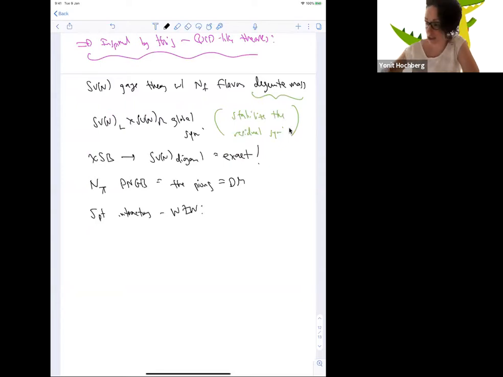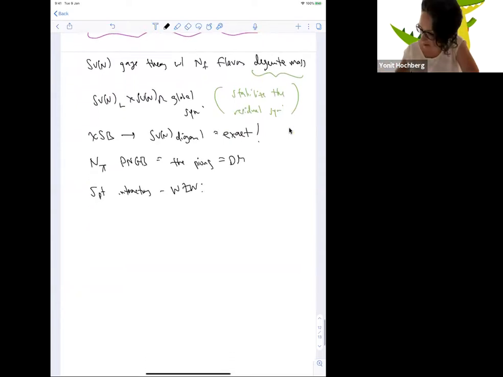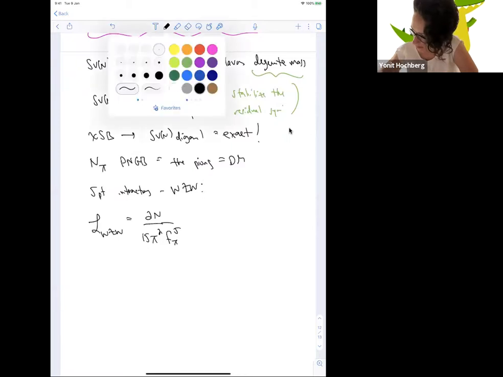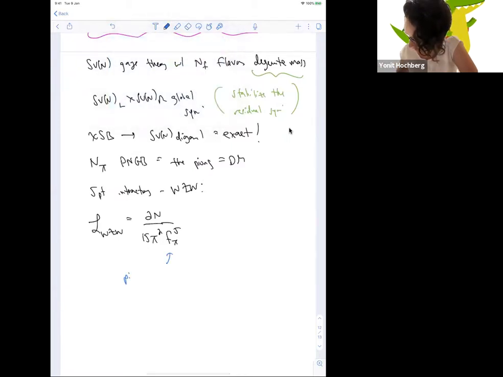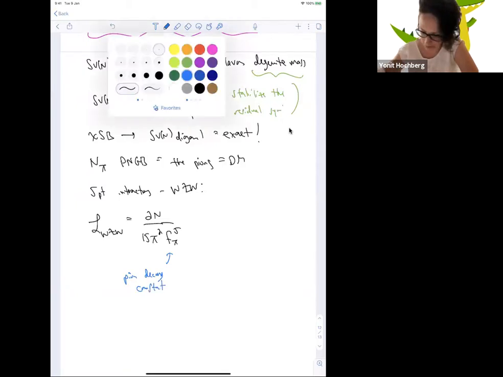And let me show you what it looks like. It has a very particular form. Here's the Wess-Zumino-Witten Lagrangian. So it looks like 2N, N is my number of colors, over 15 pi squared f_pi to the 5th. f_pi is my pion decay constant. Let's just write that out. So this is my pion decay constant. And here is our 5-point interaction.